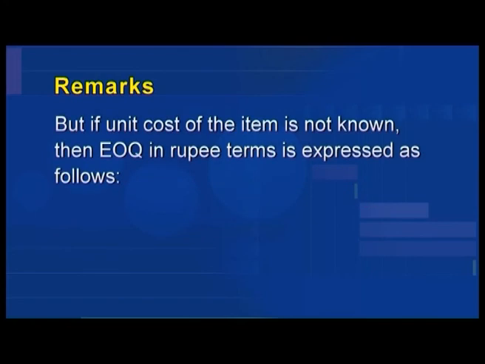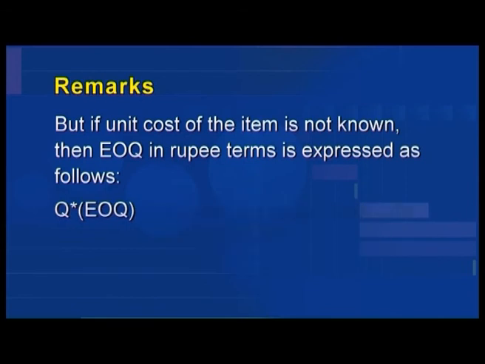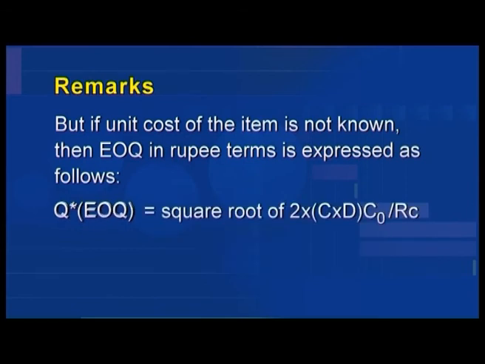But if the unit cost of the item is not known, then EOQ in rupee terms is expressed as follows. Q star, EOQ, is equal to square root of 2 into annual demand in rupees into ordering cost by inventory carrying cost, which is equal to square root of 2 into C into D into C naught by R into C.